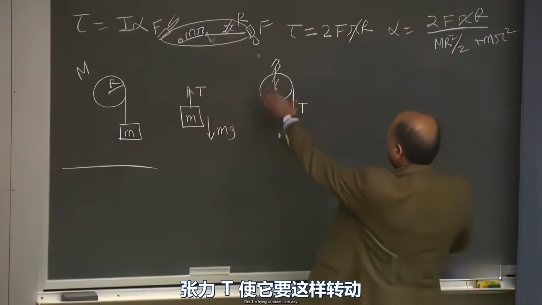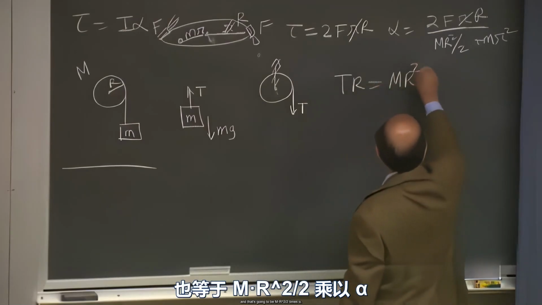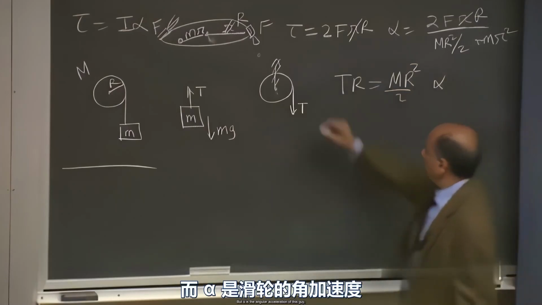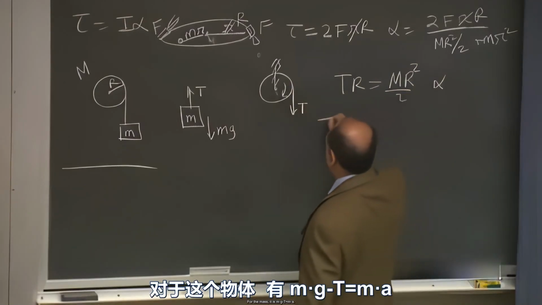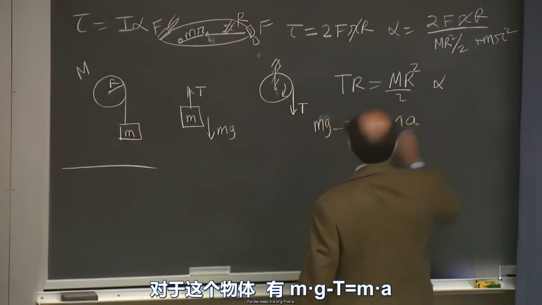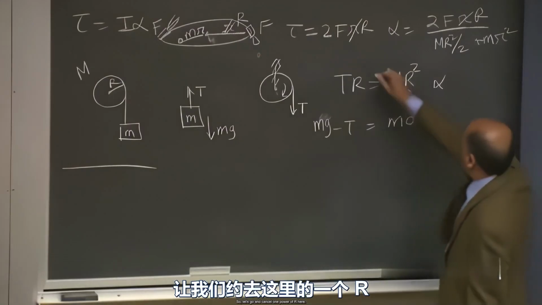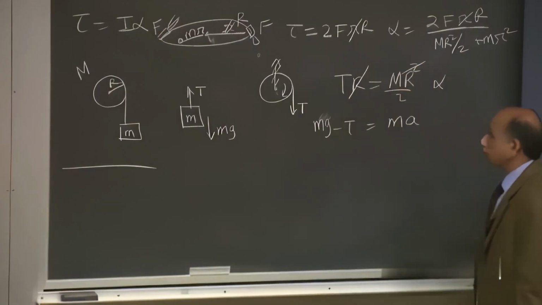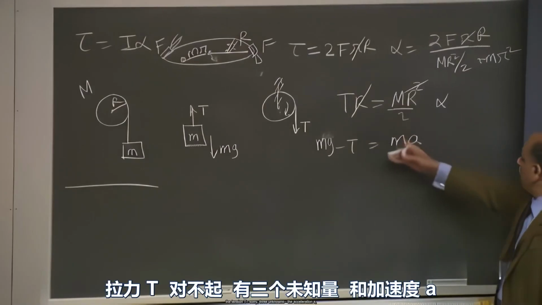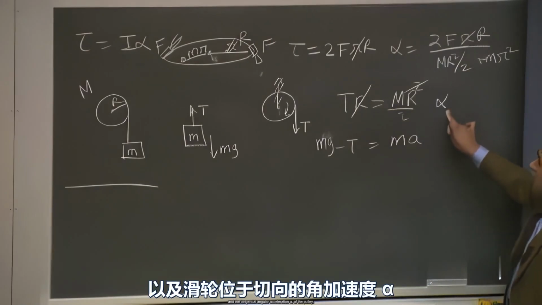This T is trying to rotate it this way, and I know that T times r is the torque, and that's going to be m r squared over 2 times alpha. But alpha is the angular acceleration of this guy. For the mass, it is mg minus T equals ma. So let's cancel one power of r here. But we seem to have three unknowns in this problem: the tension T, the acceleration A, and the angular acceleration alpha of the pulley.